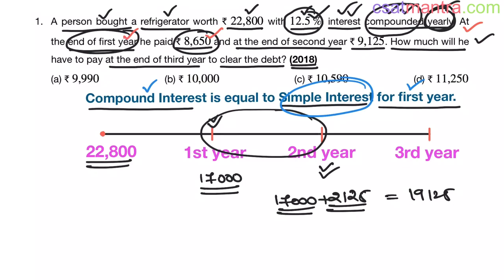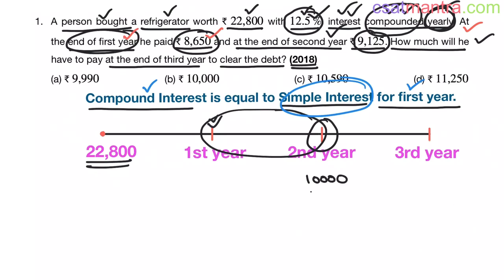This is clear, right? Now he paid 9,125 at the end of second year. Now how much debt is remaining? We have to subtract that one. Okay, 19,125 minus 9,125, that is 10,000. So 10,000 debt is remaining at the end of second year my friends. This is clear, right?